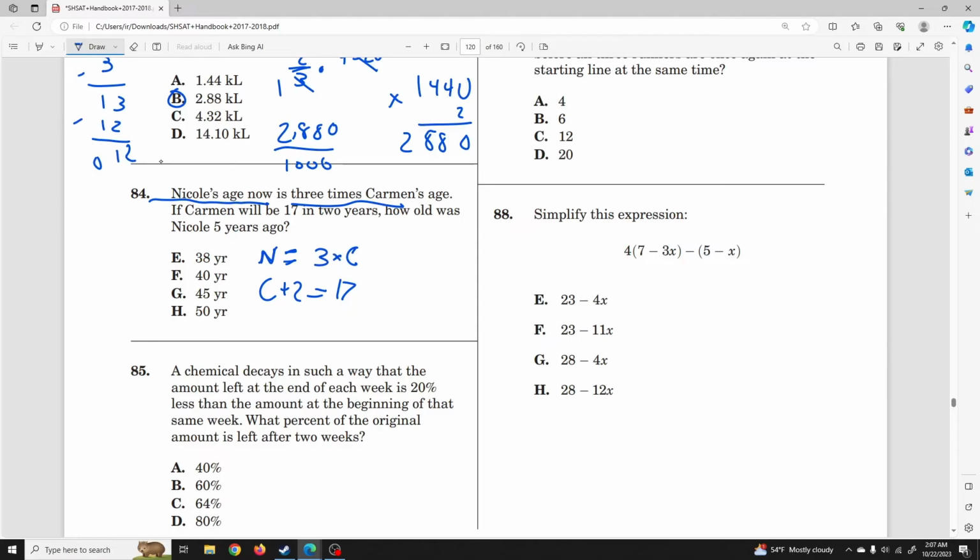Now here it says that if Carmen will be 17 in 2 years, so Carmen now plus 2 extra years is equal to 17. Right, so here let's just solve for Carmen. So we're going to subtract 2 on both sides. We get C is equal to 15. We know that C is equal to 15, which means that Nicole's age is equal to 3 times 15, which is N is equal to 45. So 5 years ago, we're dialing the clock back 5 years. We're just going to subtract 5, and we get 40. So she was 40 years old 5 years ago.